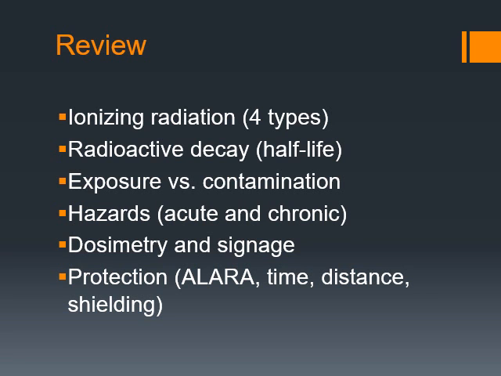Okay, we've talked about the 4 types of ionizing radiation. We've talked a little bit about science and atoms, also about decay and half-life. We've understood the concept of exposure versus contamination, and we've identified acute and chronic hazards. We talked a little bit about dosimetry, as well as signage you may encounter in a fixed facility, and we talked about concepts of ALARA, time, distance, and shielding.